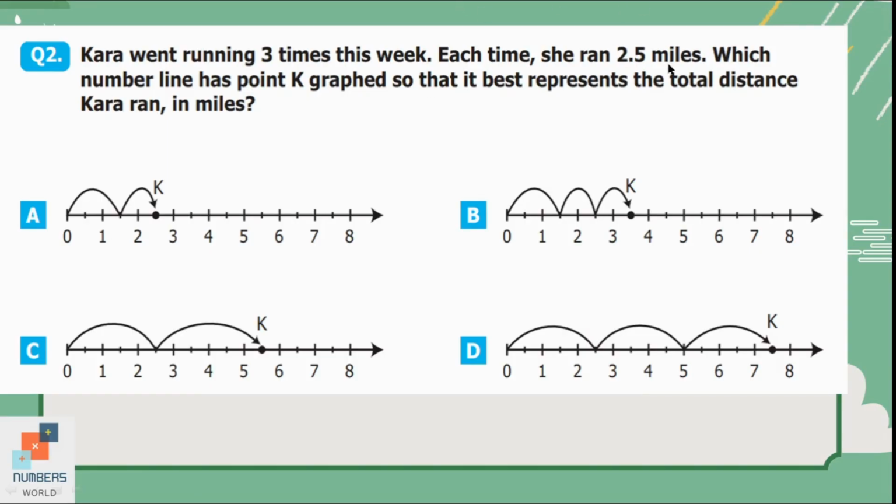She ran 2.5 miles each time, so we can add 2.5 3 times, like 2.5 plus 2.5 is equal to 5, and 5 plus 2.5 is equal to 7.5. So option D is representing the correct data. Like after her first run, she has covered 2.5 miles, and then after second and third jump, she has covered 7.5 miles. So option D is the correct one.